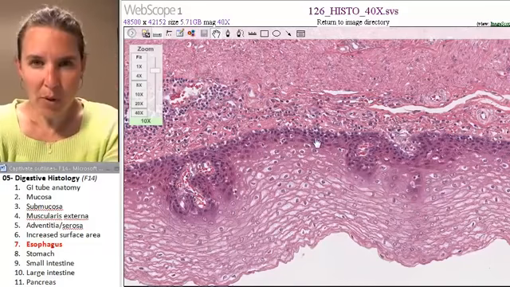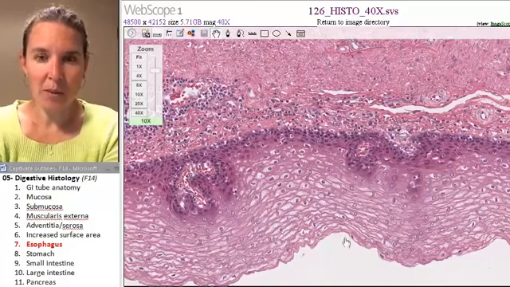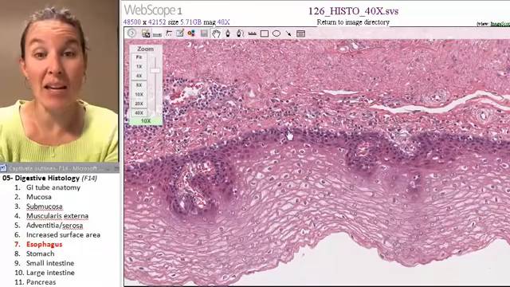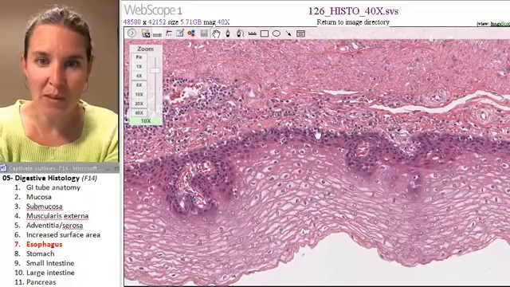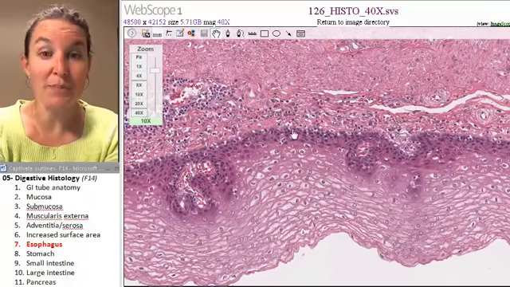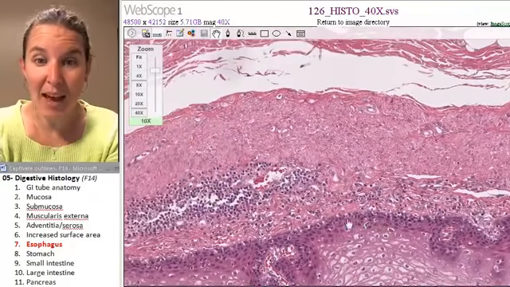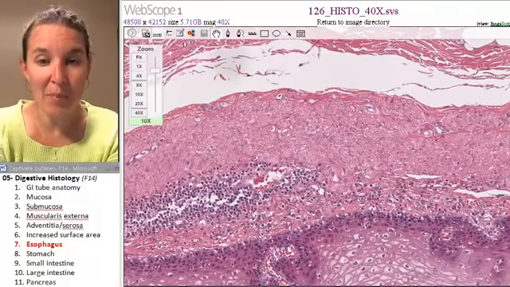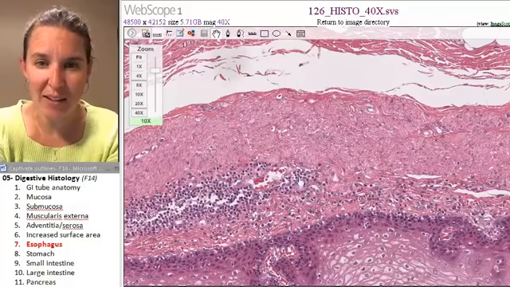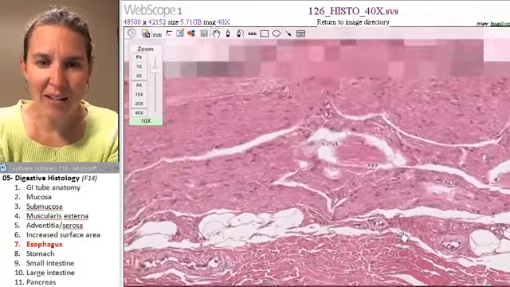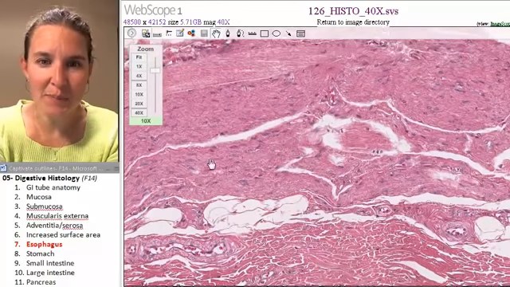If you remember what stratified squamous epithelium looks like, this is actually my basolateral edge. My basement membrane for this epithelial tissue would be found right about here. Now, here's the interesting thing. Deep to that is going to be my lamina propria. And then deep to that, look, there's smooth muscle.